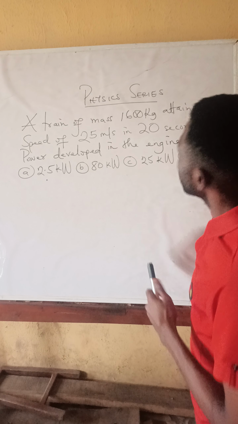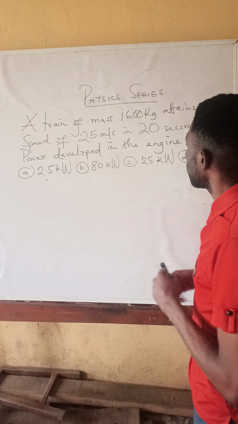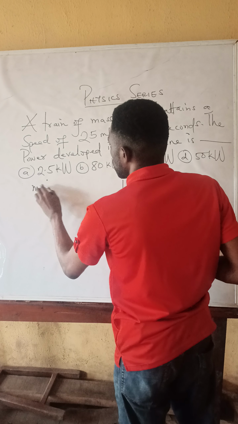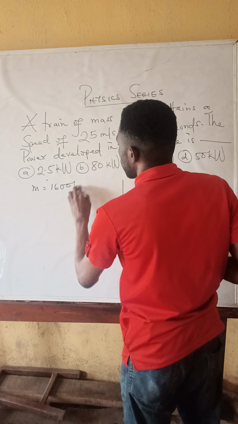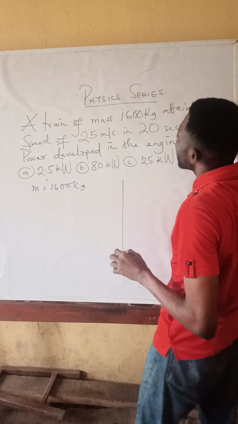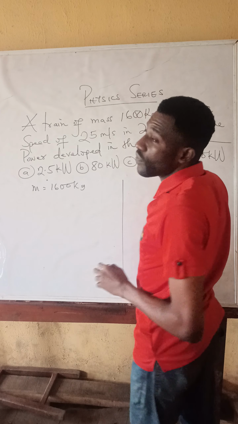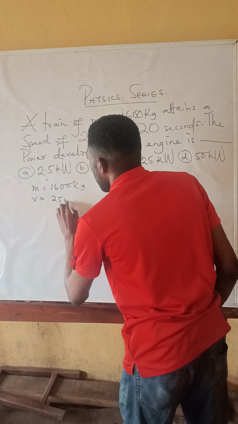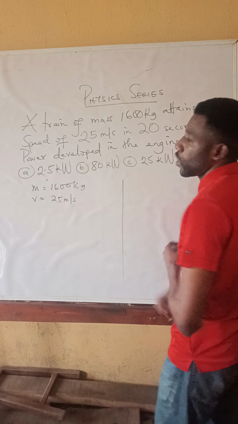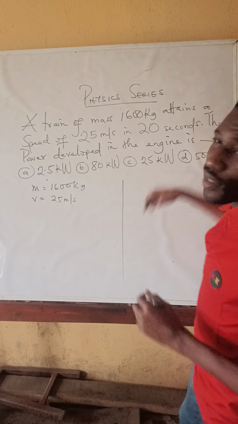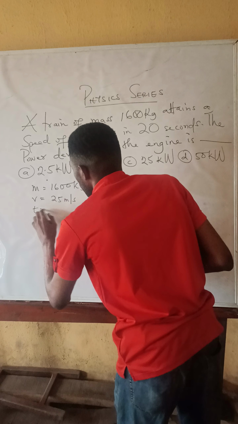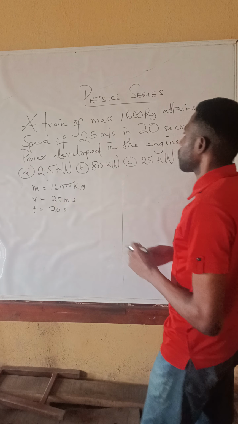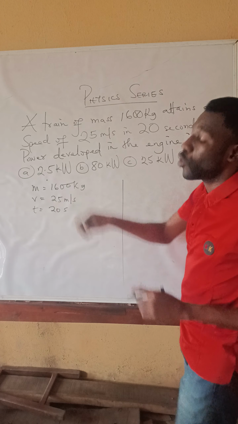Now, we're told that a train of mass 1,600 kilograms attains a speed of 25 meters per second in 20 seconds. So we're given that the mass of the train is 1,600 kilograms, the velocity of the train is 25 meters per second, and the time the train attained this velocity is 20 seconds. Calculate the power developed in the engine.